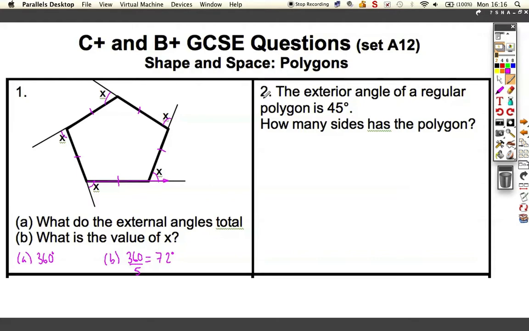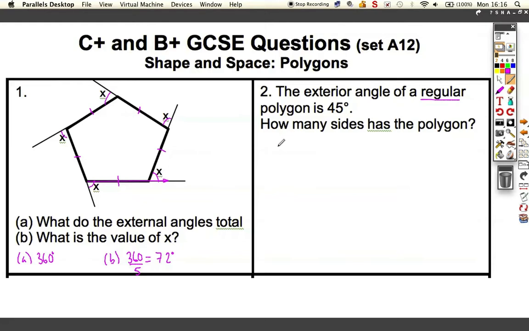And this question asks the other way around. It says the exterior angle of a regular polygon is 45 degrees, and it asks how many sides this polygon has. Well, if we think about this, every turn we make is 45 degrees. It's regular, so every turn is the same amount. So we have to keep turning through 45 degrees until we make 360, until we make a complete turn back to facing the way we came before.